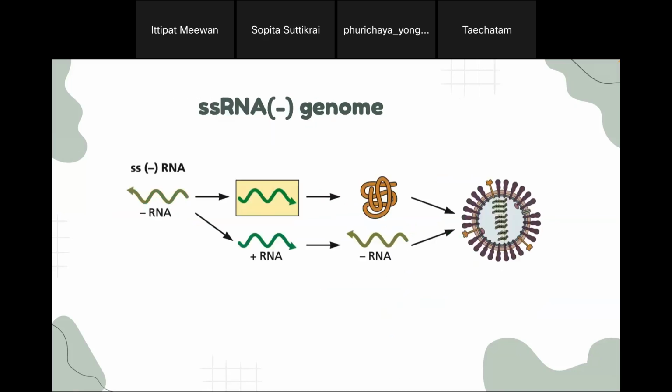Okay. The next type is the single-stranded RNA, or the negative sense genome. Because it is negative sense, it has to synthesize the positive sense first in order to be converted to proteins. It will have two routes. The second route is to make the positive sense RNA directly, and then that positive sense RNA is used as a template to make the negative sense RNA, and then to make more of the virus.